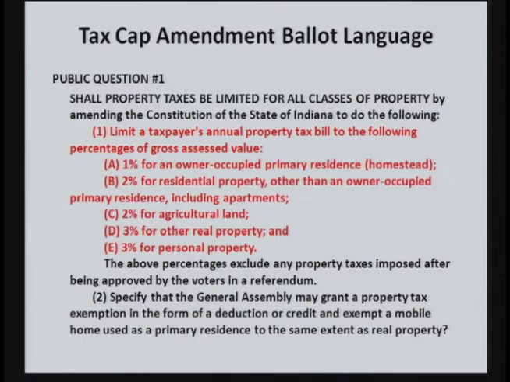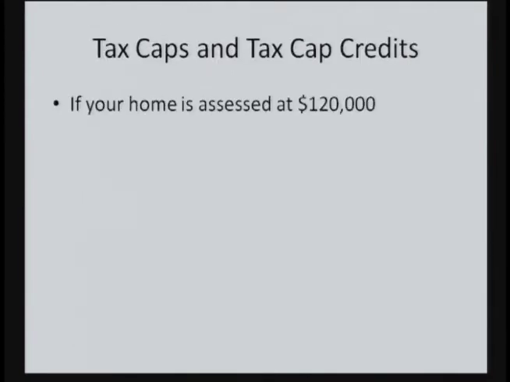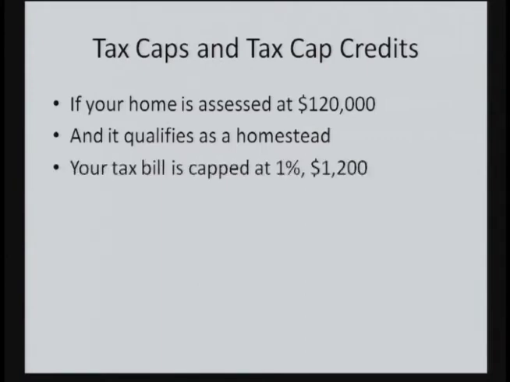Well, what does this mean? How do these tax caps work? We know how they work because they are in law right now and we are working under these rules right now. Here's how they work. For a homestead, if your home is assessed at $120,000, if that's the value that the assessor puts on your home based on an estimate of its market value, of its potential selling price, and if it qualifies as a homestead, if you live in the house that you own and it's your primary residence, then your tax bill would be capped at 1% of that $120,000 or $1,200. You could not have a tax bill higher than the $1,200 tax cap.